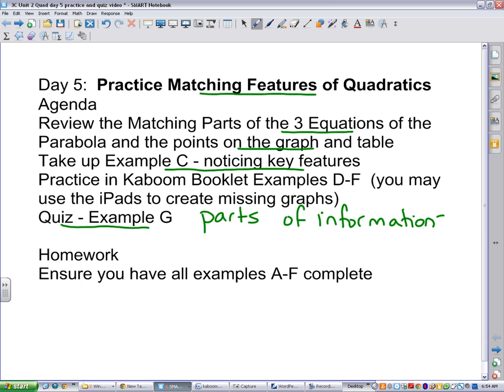Okay, so parts of the information is given. Alright, so this is practice in the Kaboom booklet. You're going to do examples D to F. For your homework, you're going to make sure that all the examples A to F are fully complete.